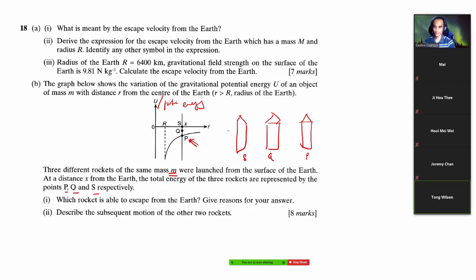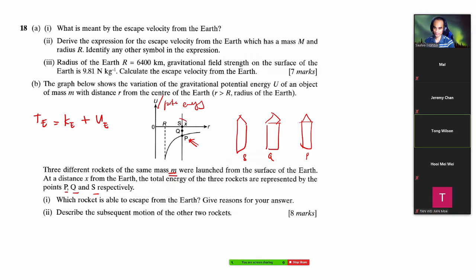Okay, so the concept is the total energy. Total energy depends on two things: kinetic energy and potential energy. Total energy depends on two things, that is kinetic energy plus the potential energy.